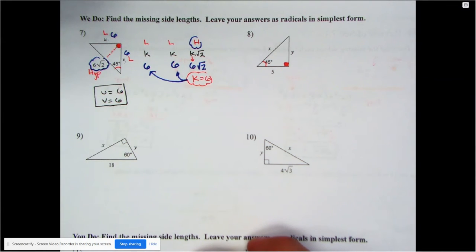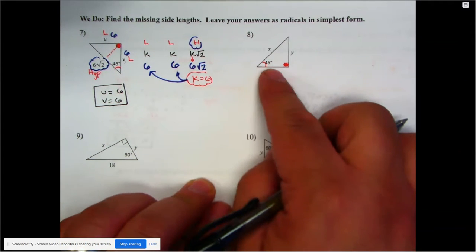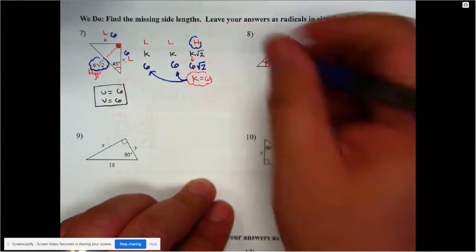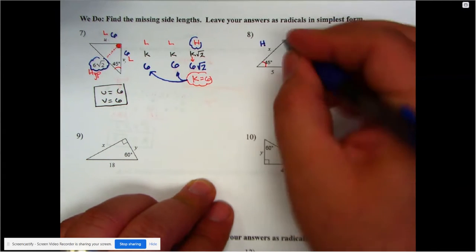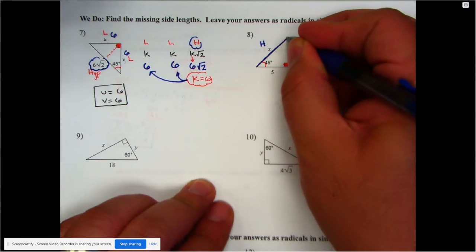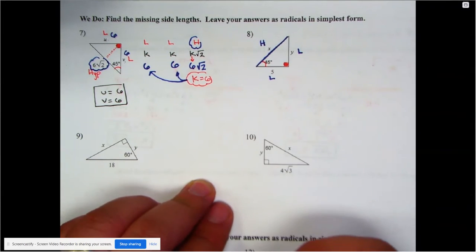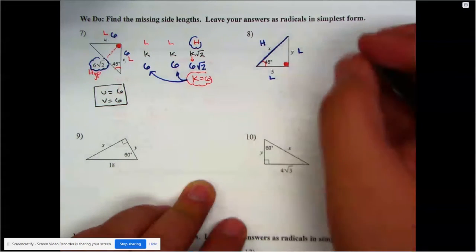Now, the 45-45 is easier. Wait till we get to the 30-60. So here we go again. Look, here's a 45. So this is a 45-45. So here I go. This is my hypotenuse. This is the side that doesn't touch the 90. That makes this the leg and the leg.